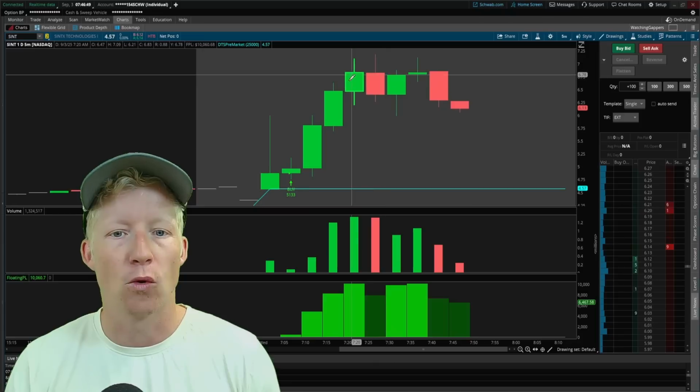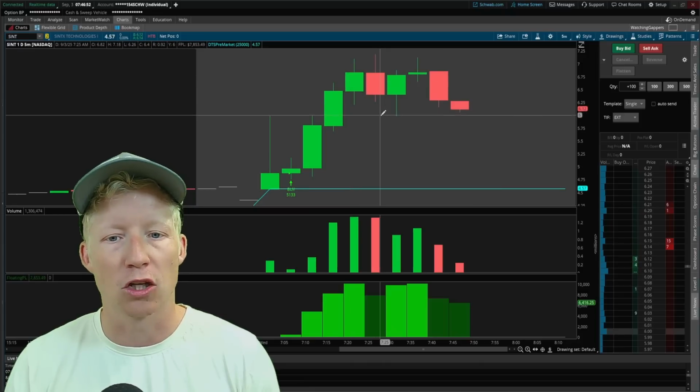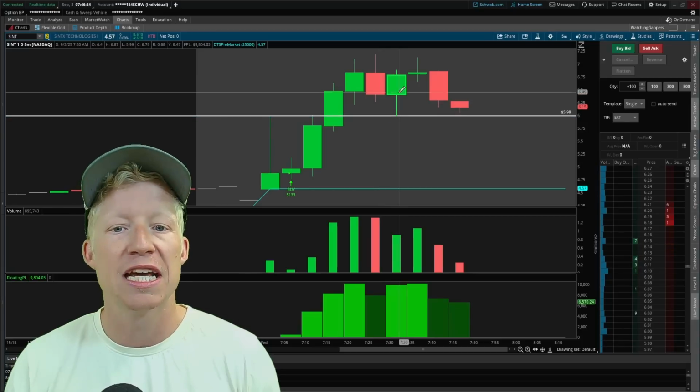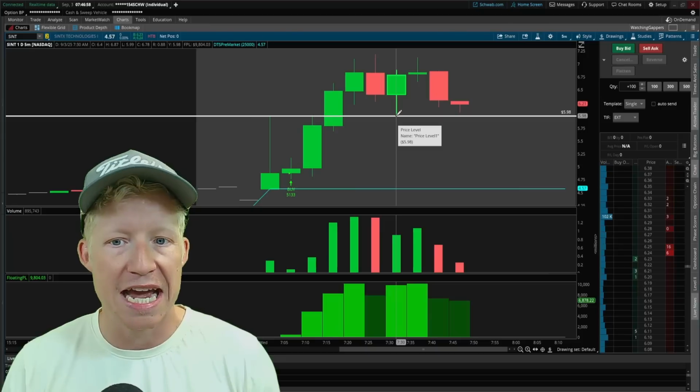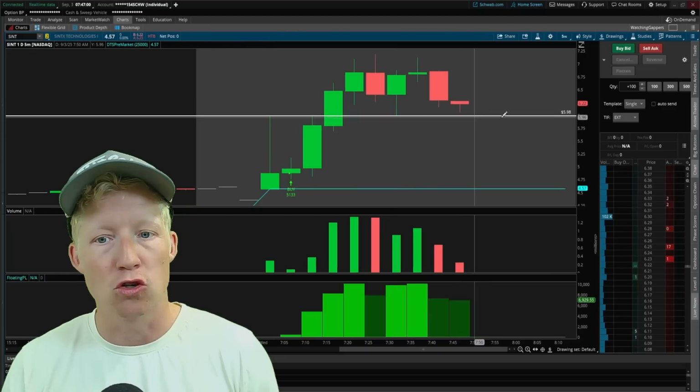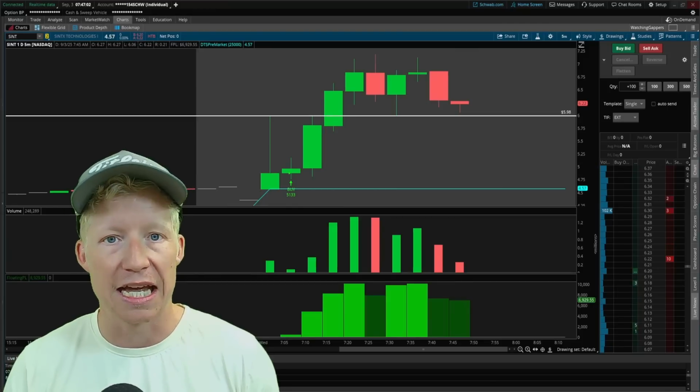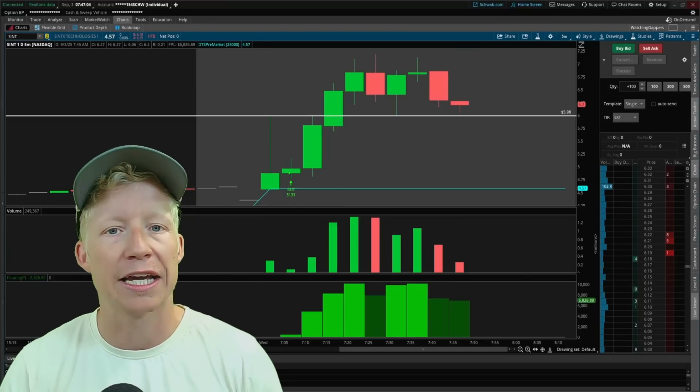1, 2, 3, 4, 5. Of course, the lowest low point in those 5 candles is this low here on this candle at $5.98. So if we close below $5.98, we will exit the trade and lock in our profit.